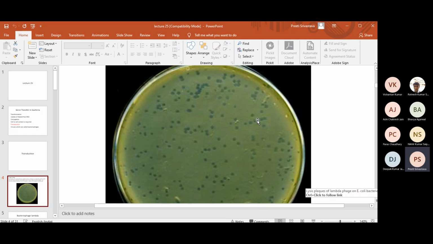Therefore, when we count these plaques, just like bacterial colonies, which are called colony forming units, these are called plaque forming units. The way we do it is we prepare the host cells, and then we mix the host cells with a phage lysate, and then you add soft agar, and overlay it onto the L-agar, and then you incubate it in the incubator at 37 degrees if it's E. coli, and then next morning you will see these plaques. So these plaques represent lysis.